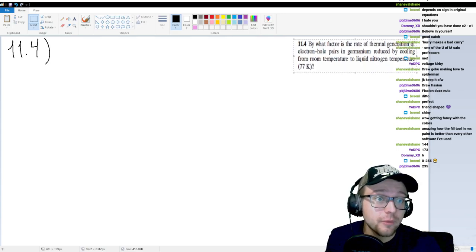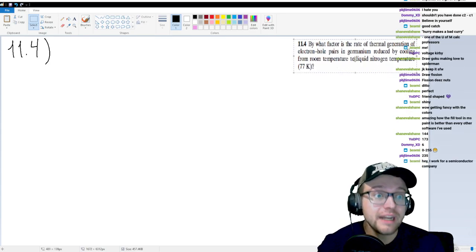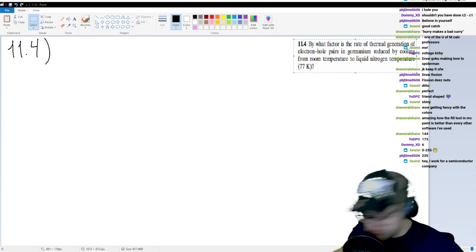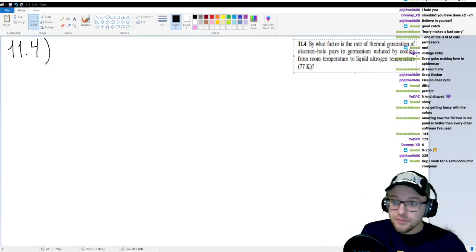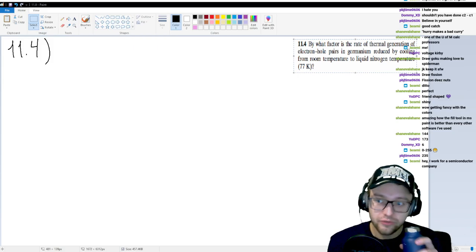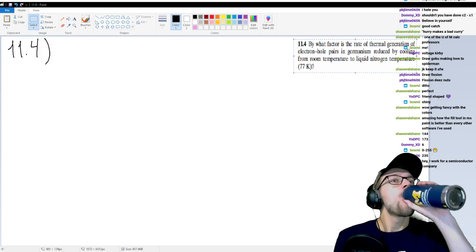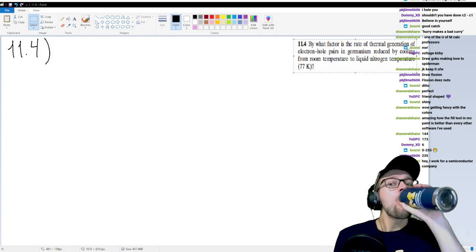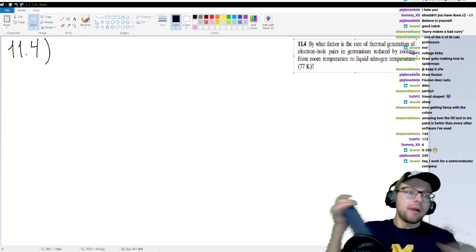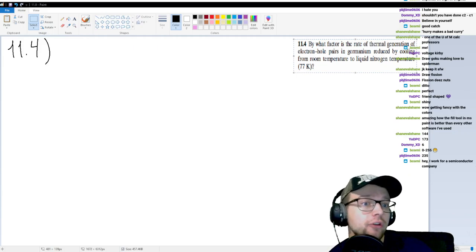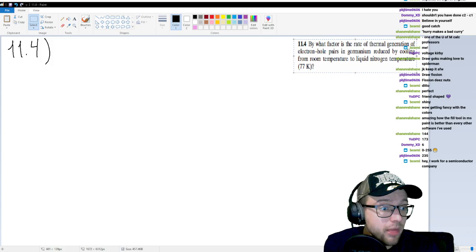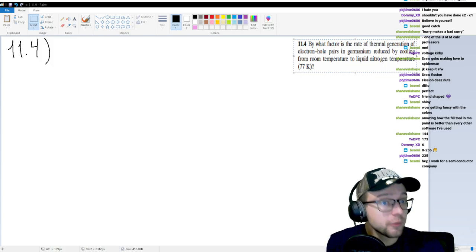Okay, by what factor is the rate of thermal generation for electron-hole pairs in germanium reduced by cooling from room temperature to liquid nitrogen temperature? This is a really important question! Hey, I work for a semiconductor company. Well, I'm working with CZT for my research. Anyway, so by what factor is the rate of thermal generation for electron-hole pairs in germanium reduced by cooling? So this is really important.